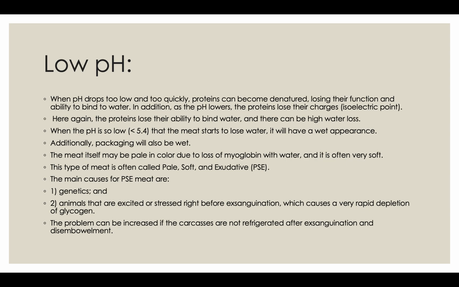The main causes of PSE meat are genetics, and animals that are excited or stressed right before exsanguination, which cause a very rapid depletion of glycogen. This problem can be increased if the carcasses are not refrigerated after exsanguination.